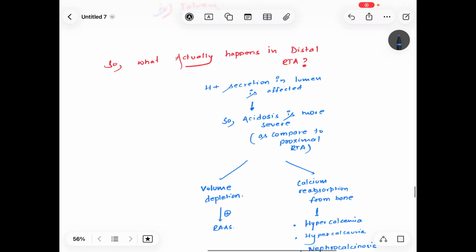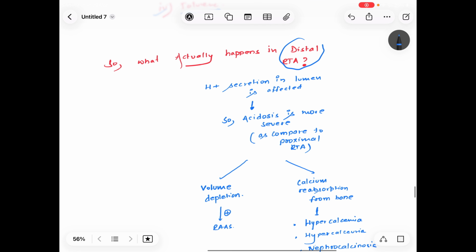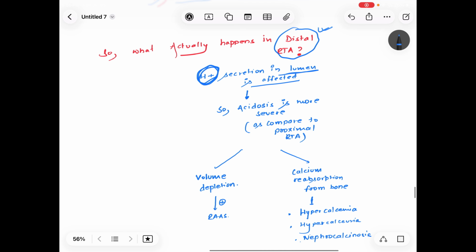What actually happens in distal RTA? So we already discussed there is H+ secretion. H+ secretion is defective in the lumen. So the acidosis is more severe in distal RTA as compared to proximal RTA. Why? Because most of the acidification occurs in the collecting duct by alpha intercalated cell of collecting duct. So acidosis is more severe in distal RTA.